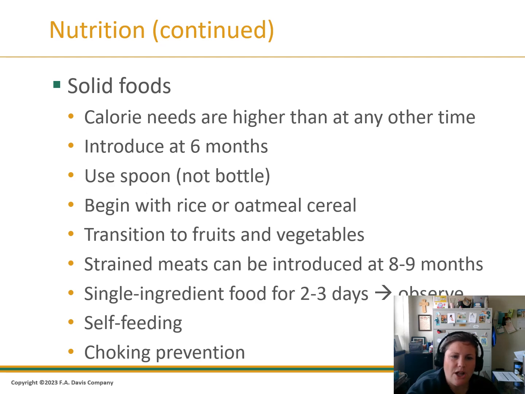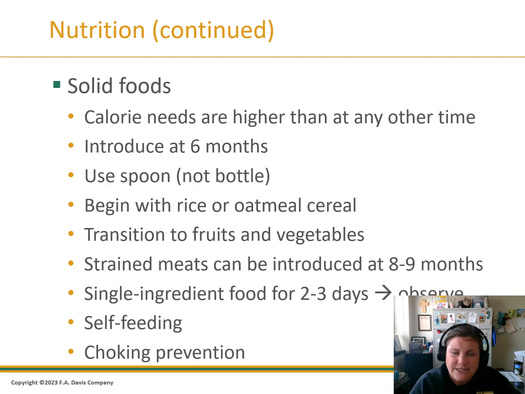Okay, solid foods. So we know that as the baby grows, their calorie needs increase. This first year of life, the baby's calorie needs are higher than at any other time in their development. Once the baby is 6 months old and that extrusion reflex has waned, that's when we want to start introducing solid food to the baby. It's also the time frame when their GI system is mature enough to digest the solids that they're going to be given.